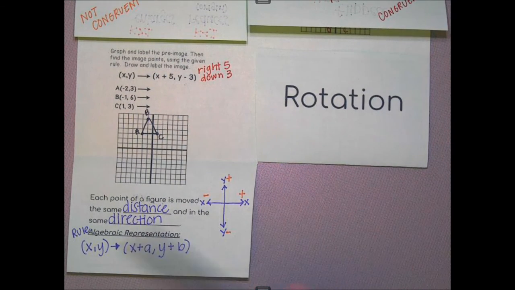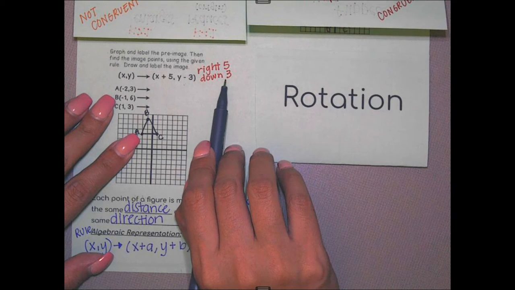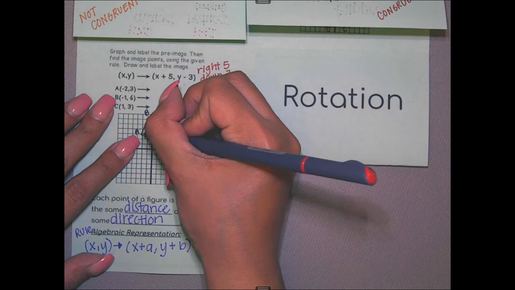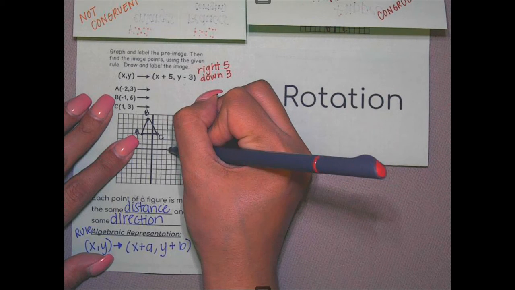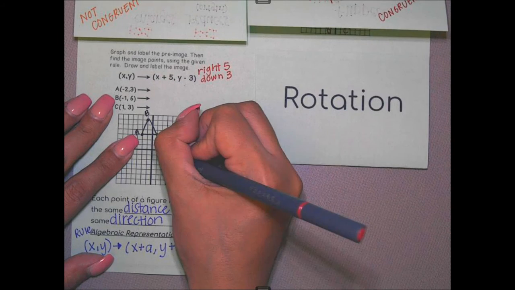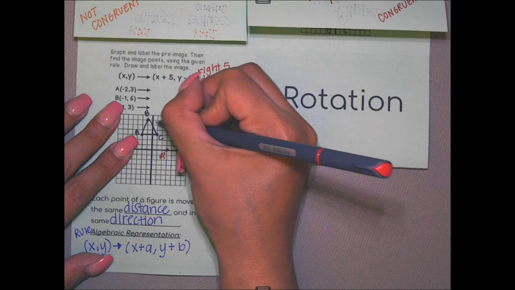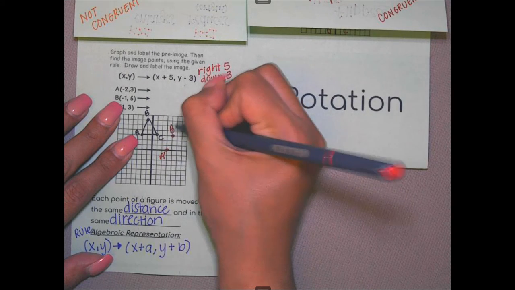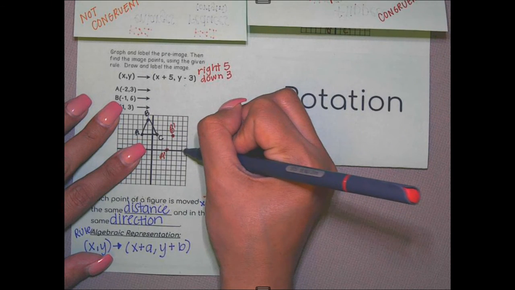And our definition says each point is moved the same distance and in the same direction. So I'm going to go from A, right 5, down 3, from each point to get my prime. So 1, 2, 3, 4, 5. 1, 2, 3. That's where my A prime is going to be. B prime would be 1, 2, 3, 4, 5, 1, 2, 3. And C prime, 1, 2, 3, 4, 5, 1, 2, 3.